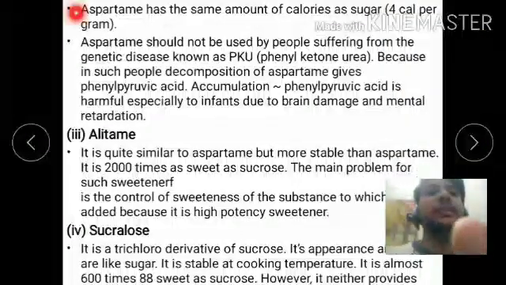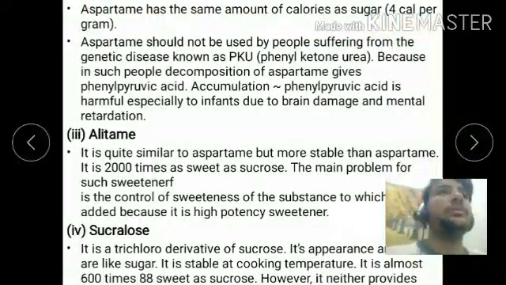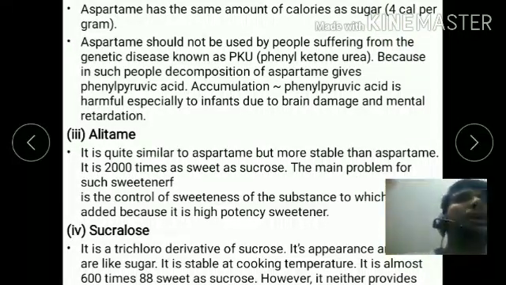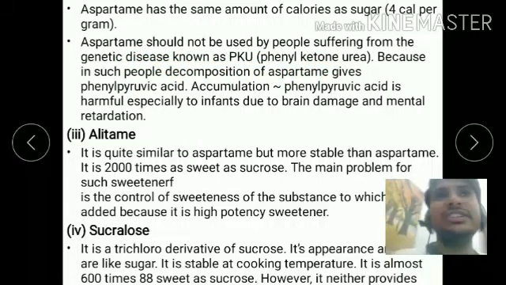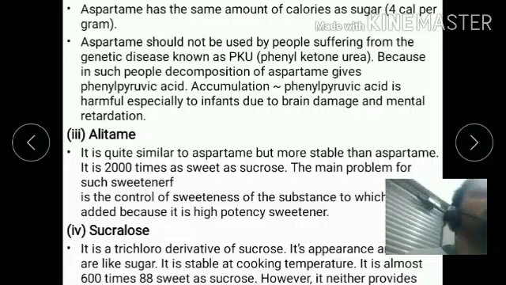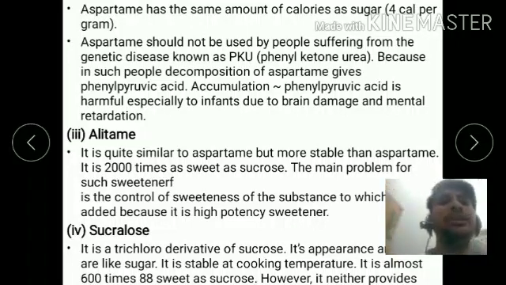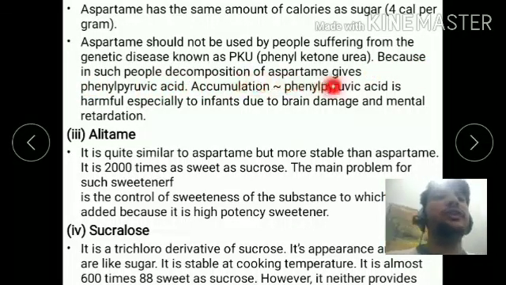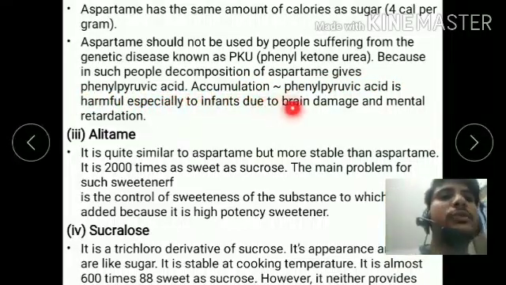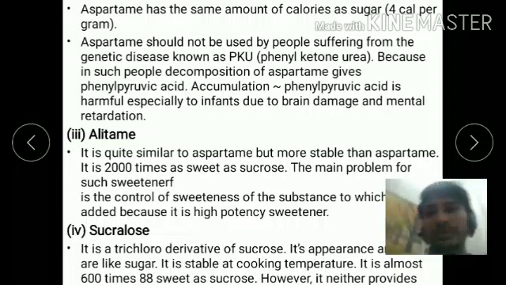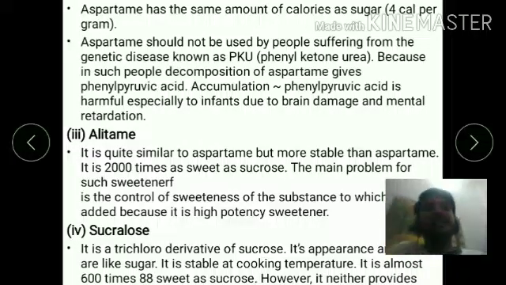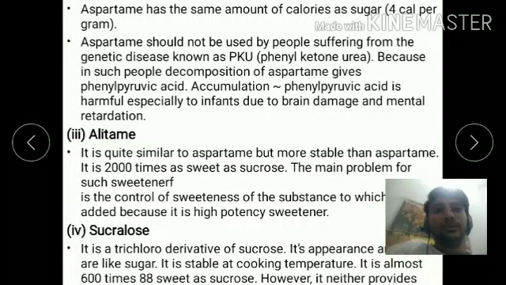Aspartame has the same amount of calories as sugar, 4 calories per gram. Sugar contains 4 calories per gram. Aspartame should not be used by people suffering from the genetic disease known as PKU, phenylketonuria. In such people, decomposition of aspartame gives phenylpyruvic acid. An accumulation of phenylpyruvic acid is harmful, especially to infants, causing brain damage and mental retardation. The most important thing is that aspartame should not be used by a person suffering from PKU, because it decomposes and produces mental disease and brain damage.